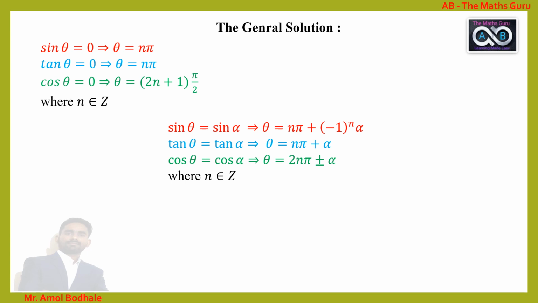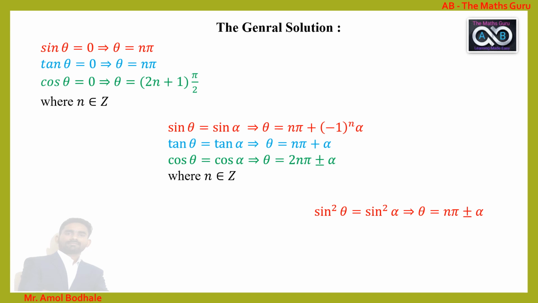You can watch them. Now here you have to remember, if sin theta equal to sin alpha is given, then theta is n pi plus minus 1 raised to n times alpha. If tan theta equal to tan alpha is given, then it is same, n pi plus, just we have to take positive alpha. And for cos theta equal to cos alpha, we have to remember theta equal to 2n pi plus or minus alpha.